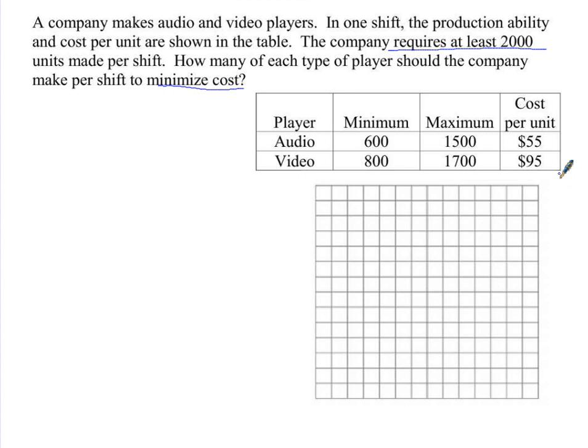Okay? So, we need two variables here. A and V, audio and video players. Okay, sounds good. The two things that we are changing are the number of audio players and number of video players.